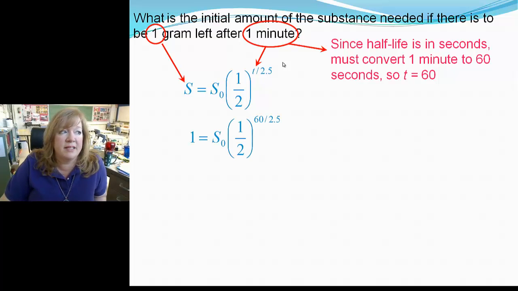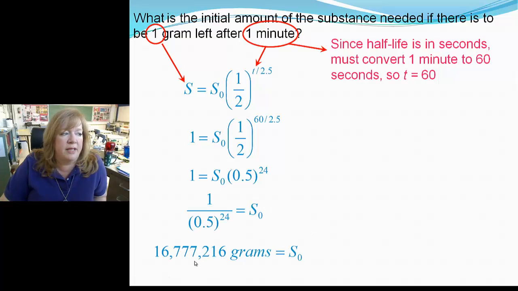So when we plug this in, here's what we end up with. 1 equals initial amount times 0.5 to the 24th. To solve for this, we would divide both sides by 0.5 to the 24th power. So here's what we'd end up with. 16,717,216 grams. Pretty big. Exponential functions get very big very fast.